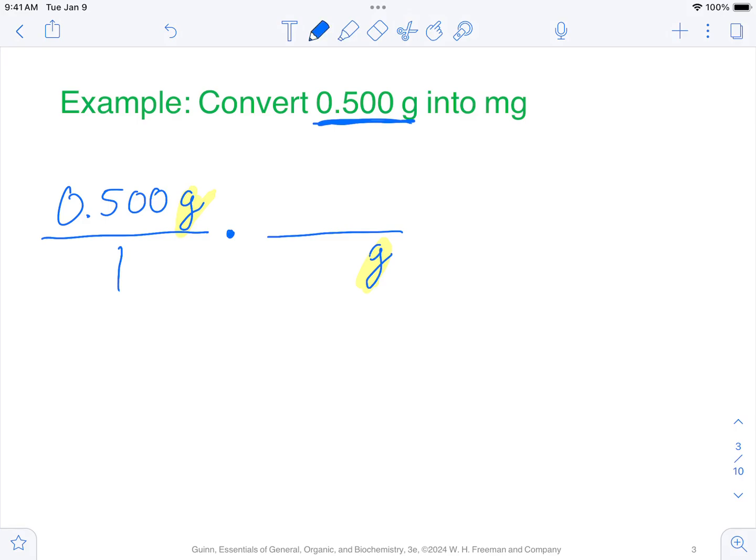You always want to crisscross. And then whatever you're looking for, you can put in the numerator. So I'm looking for milligrams. So I'm putting milligrams up here.